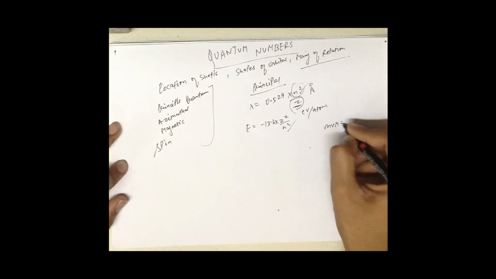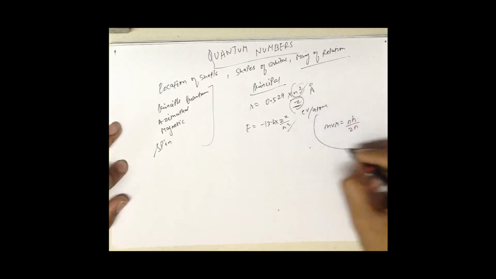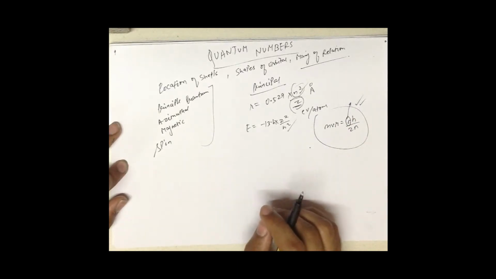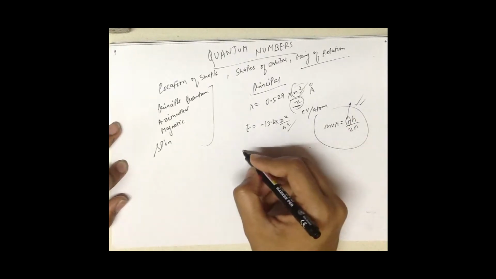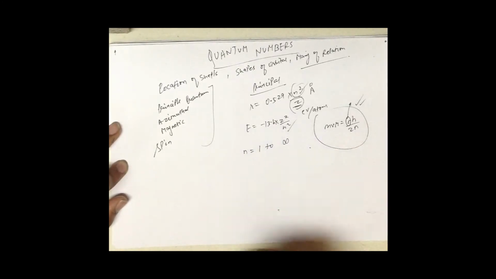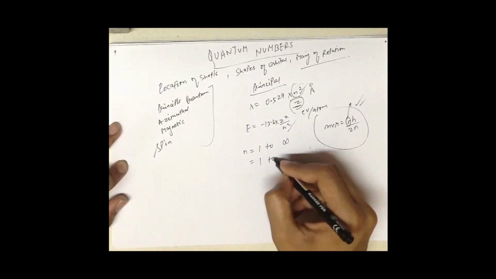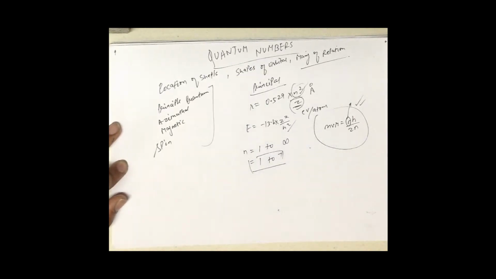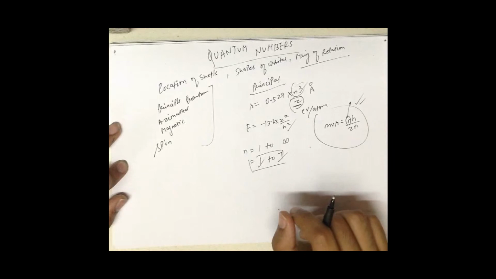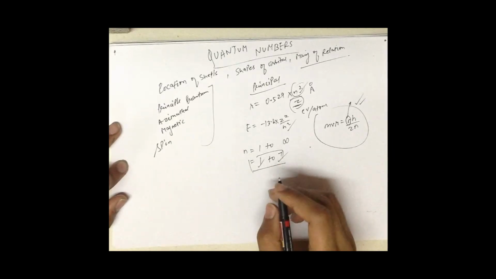Similarly, mvr is equal to nh upon 2 pi. This was given by Bohr, the quantization of angular momentum. In this, n is the principal quantum number. So you can see the principal quantum number is of much significance. Now, the value of n can vary from 1 to infinity, but for the elements that have been discovered so far, the values of n taken are generally from 1 to 7. This was the principal quantum number.